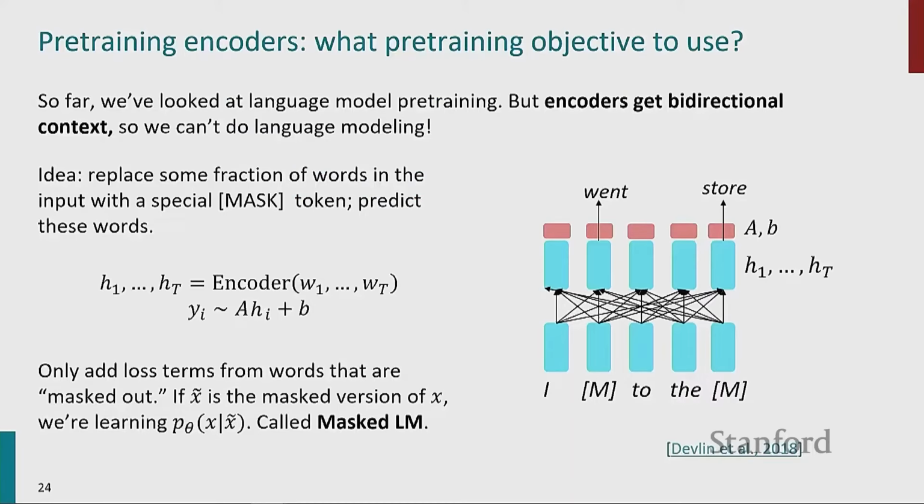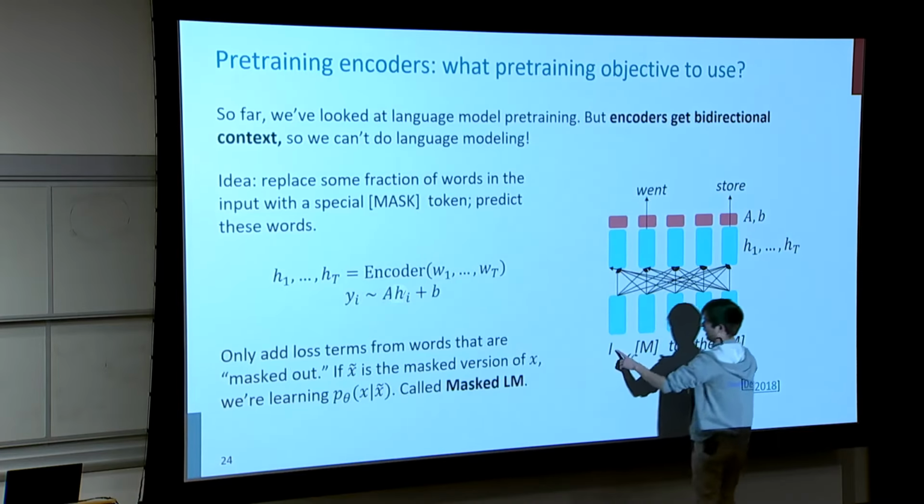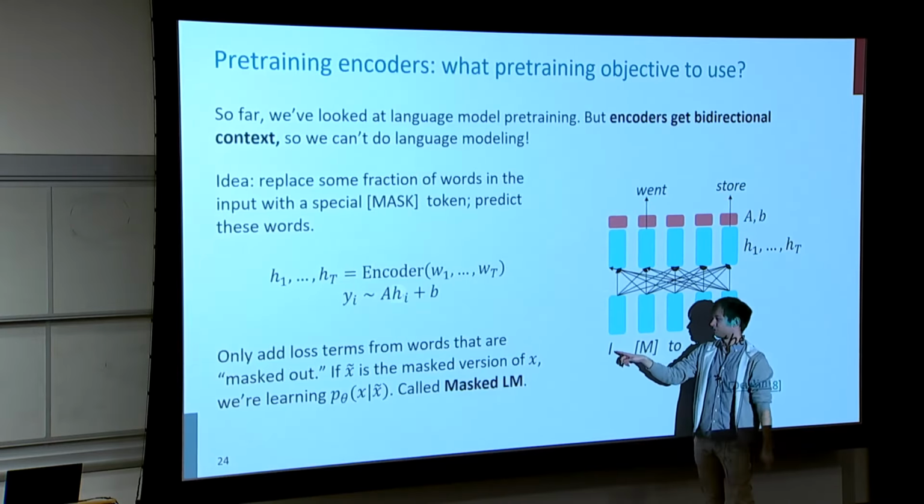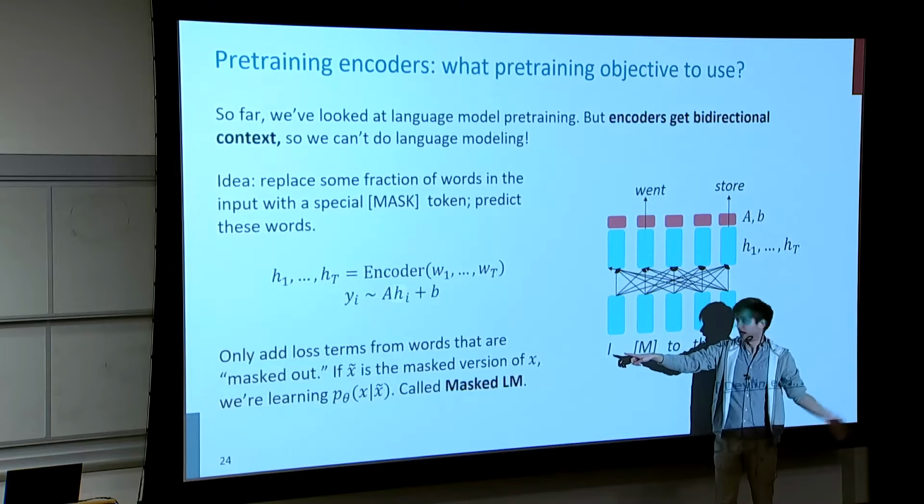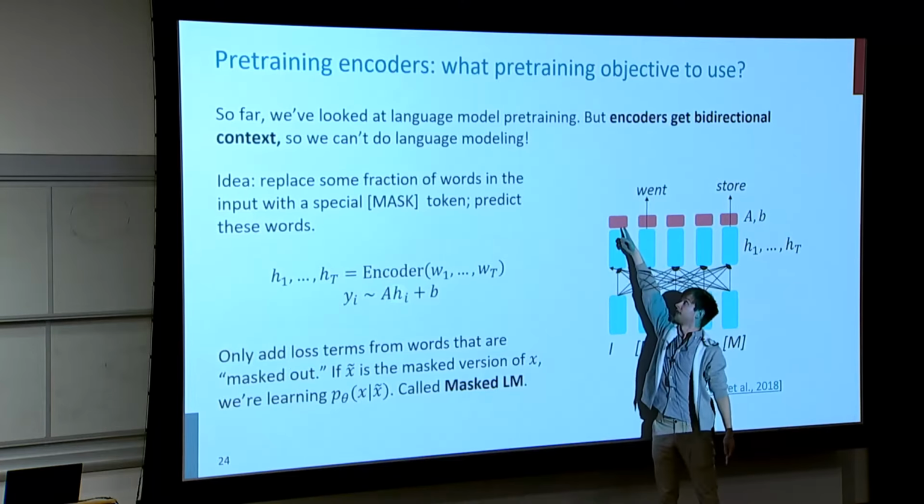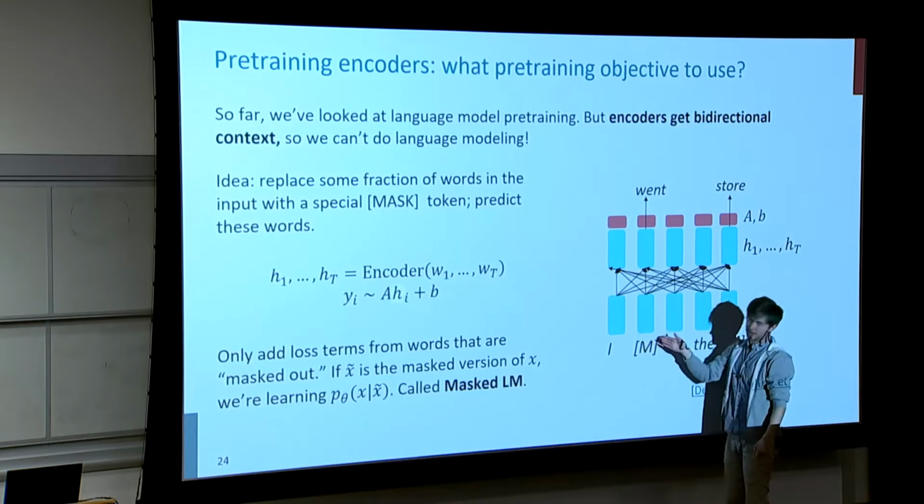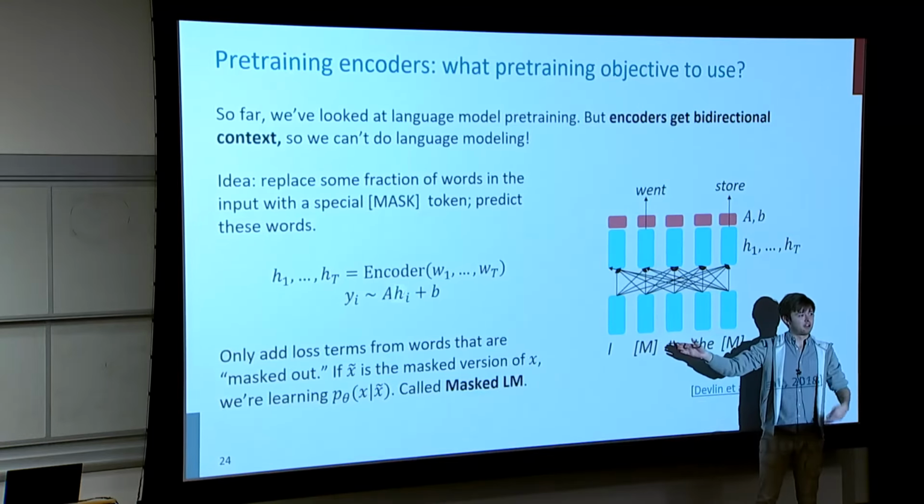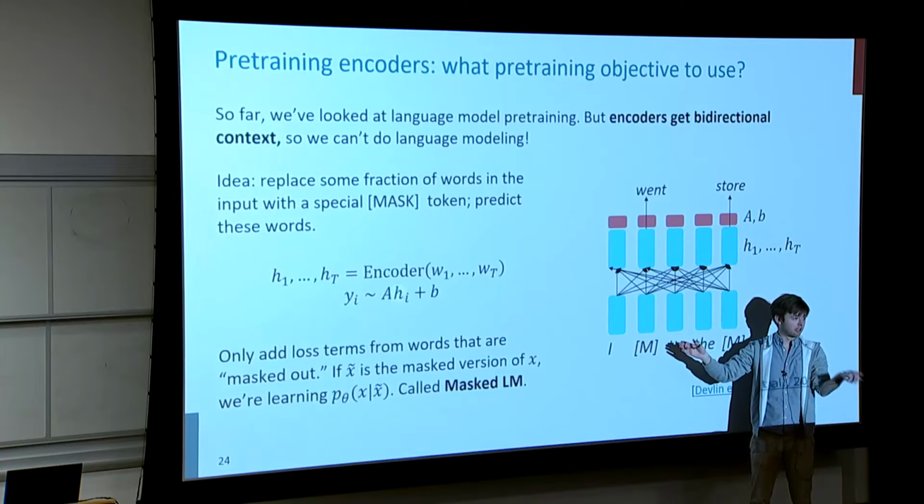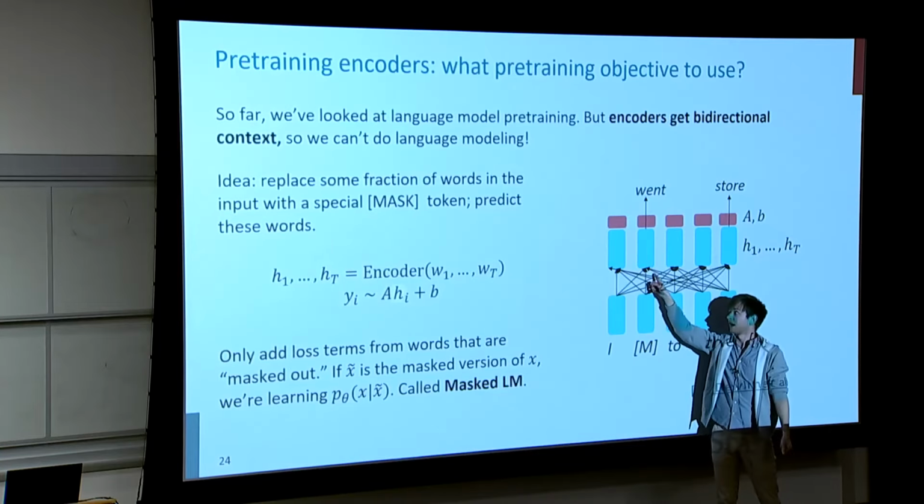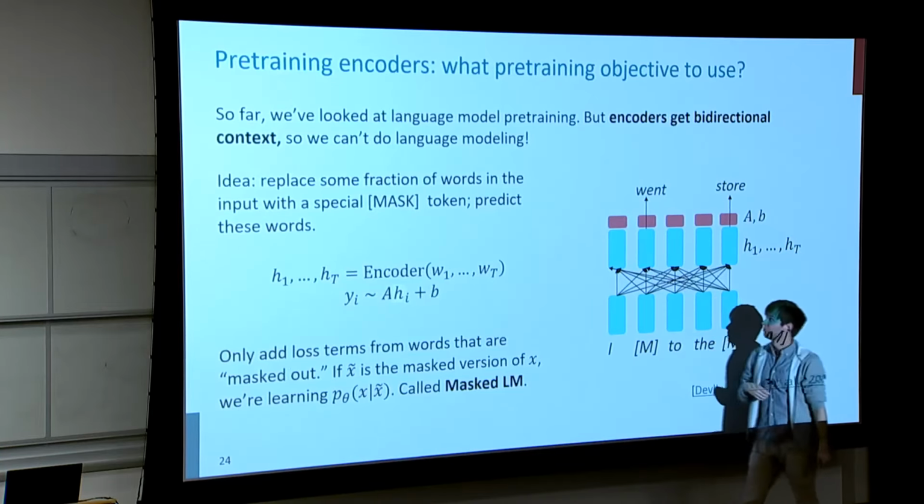So we've looked at language modeling quite a bit, but we can't do language modeling with an encoder because they get bidirectional context, right? So if I'm down here at I and I want to predict the next word, it's a trivial task at this level here to predict the next word, because in the middle I was able to look at the next word. And so I should just know. There's nothing hard about learning to predict the next word here, because I could just look at it, see what it is, and then copy it over.